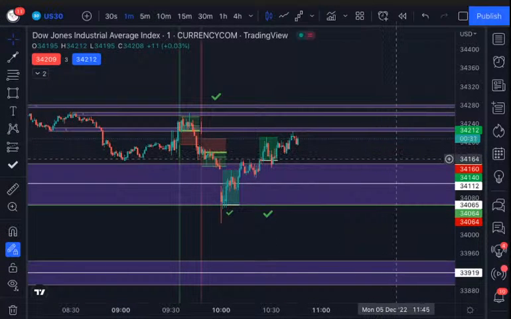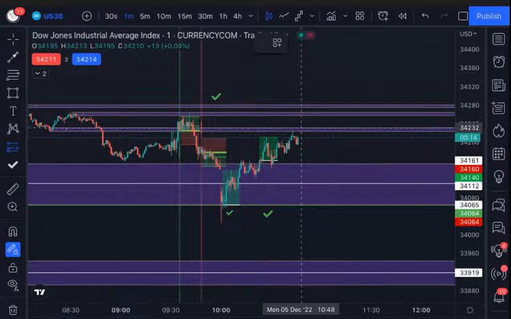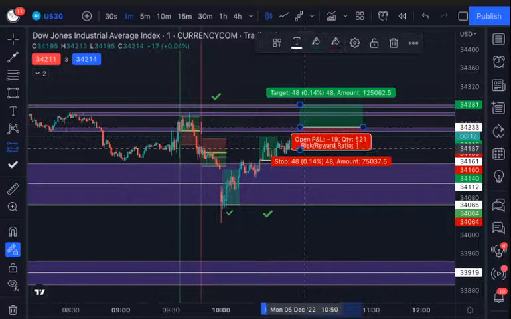Right now I would like it to break above 232. If I get a close above 232, I'm gonna actually enter for a buy. I'm gonna scalp it up to the next zone for something real small.